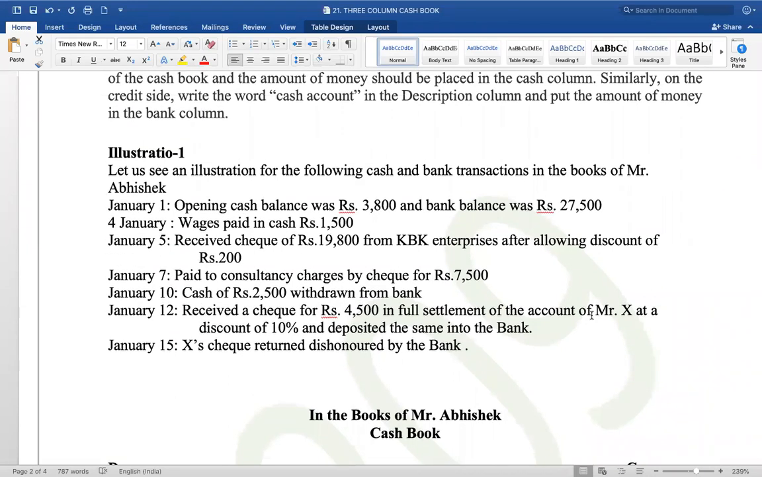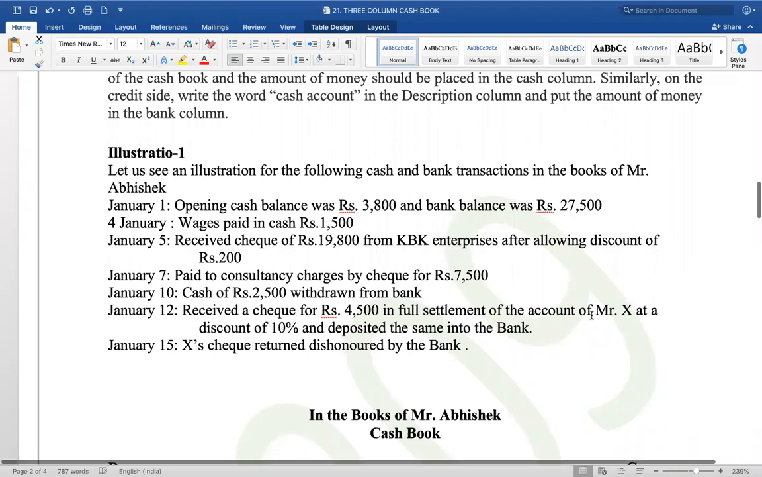Continue. Jan 10th, cash of rupees 2,500 withdrawn from bank. When you're depositing in the bank, the bank balance increases, an asset, so debit. When you're withdrawing, the balance of the asset decreases. Credit, sir. Credit. Okay, credit.